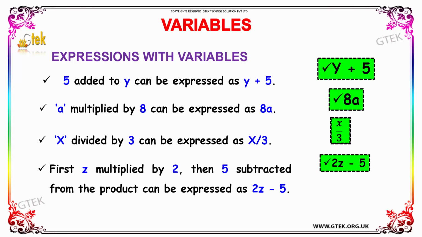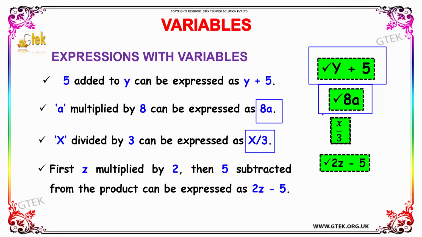Now let's see some of the expressions with variables. If 5 is added to y, that can be represented as y plus 5. If a is multiplied by 8, that can be expressed as 8 into a. So that is 8 into a. If x is divided by 3, it can be expressed as x divided by 3. So x divided by 3. This is the original representation.